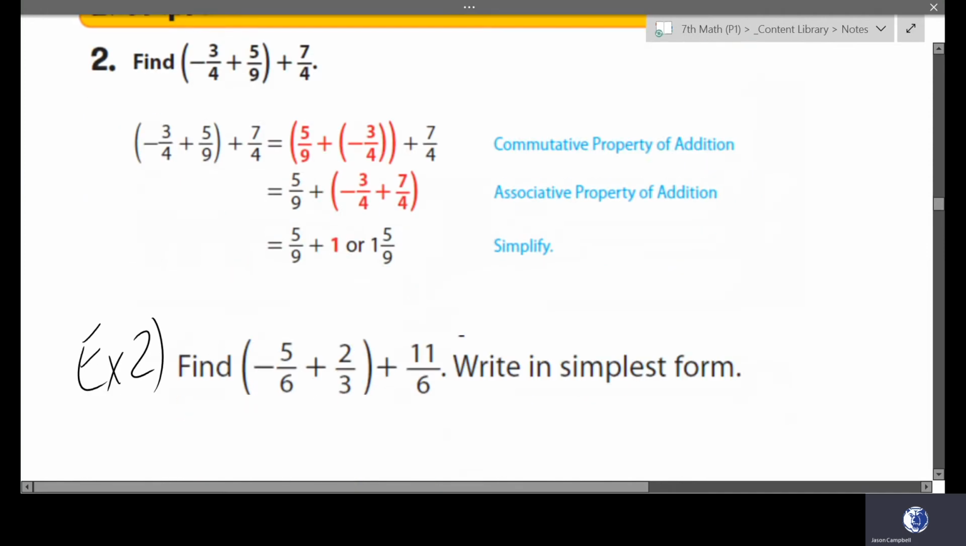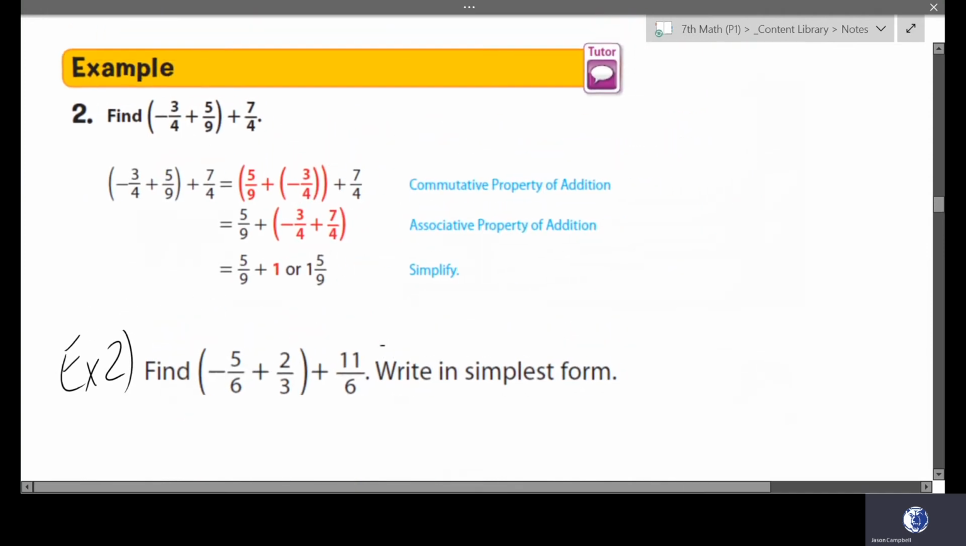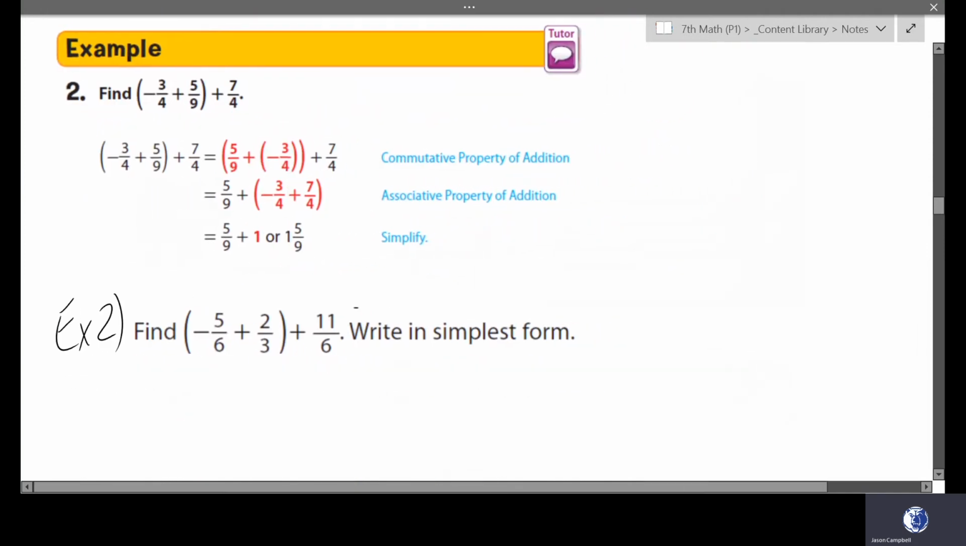Example 2, here we have 3 fractions in one problem. So just adding one more step, we have to find the least common denominator of all 3 numbers. So between 4 and 9, they were able to actually add the 2 fractions that had 4 as the denominator. They focused on those first.